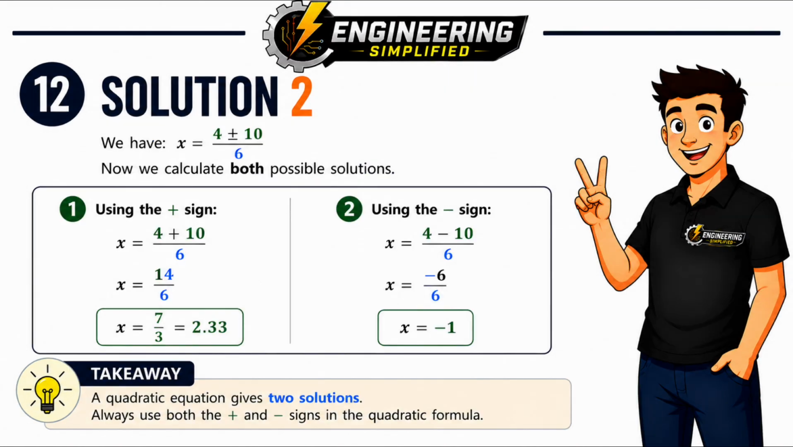Now calculate both answers. Using the positive sign, 4 plus 10 equals 14. 14 divided by 6 simplifies to 7 over 3, which is approximately 2.33. Using the negative sign, 4 minus 10 equals negative 6. Negative 6 divided by 6 equals negative 1. So the solutions are x equals 7 over 3 and x equals negative 1.